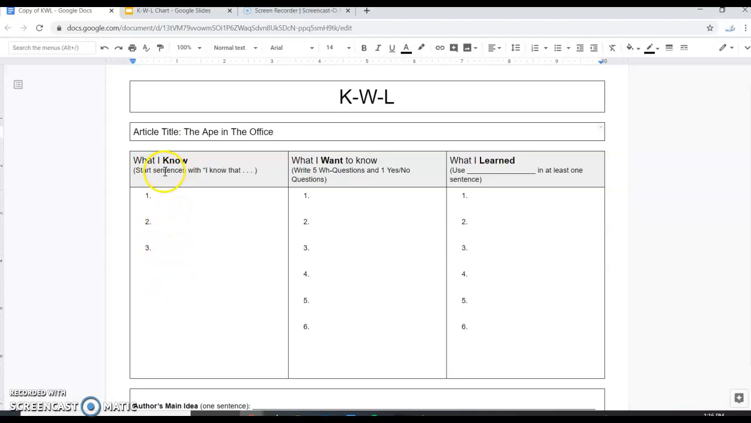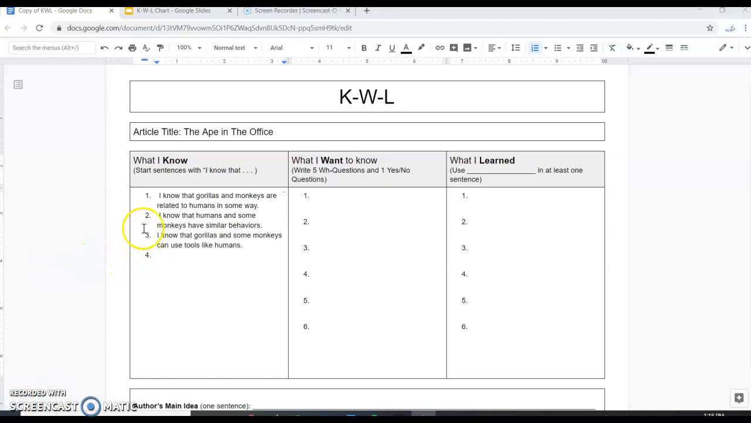We can start with what I know. Now we remember we took a look at the article, kind of skimmed it. We didn't read it really, but we looked at the pictures. So we know that this article is going to be something about maybe gorillas or monkeys. So just based on looking at the pictures and this title, "The Ape in the Office," we can kind of explain what we already know about this topic.